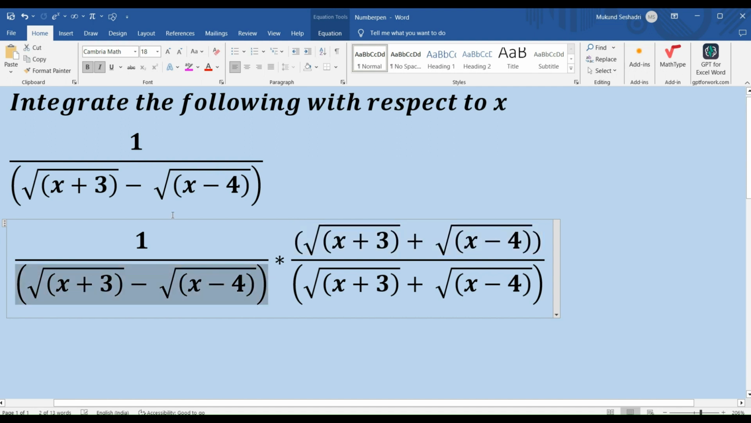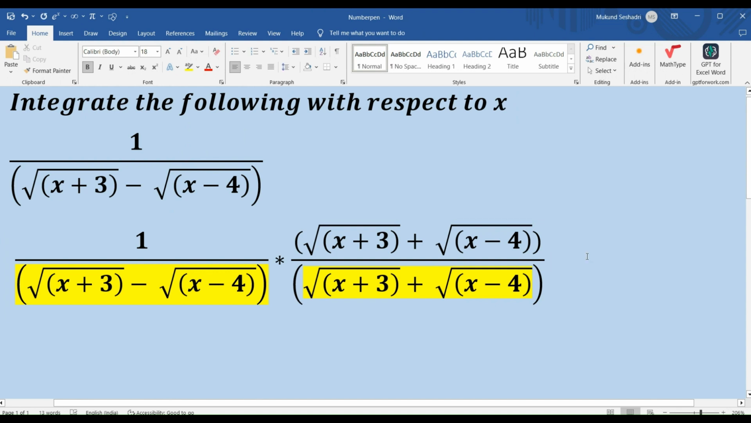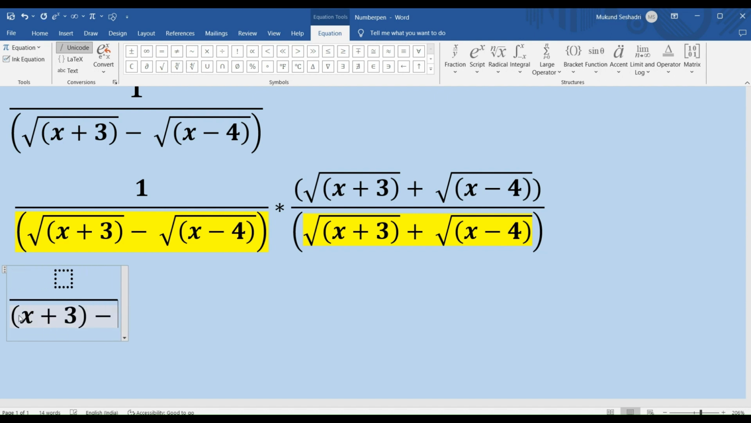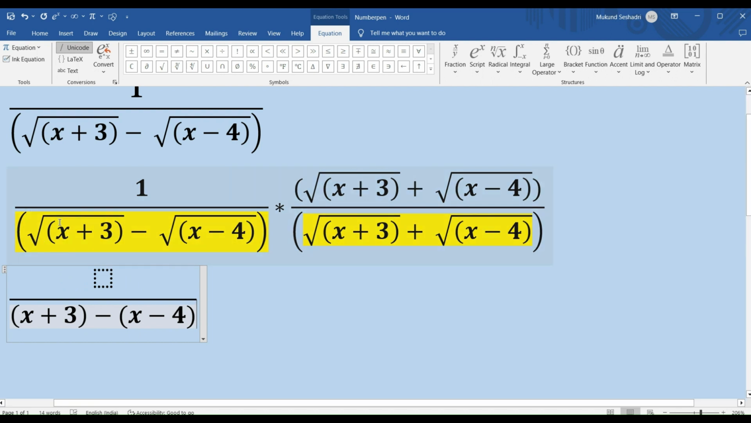I know that I can combine both the terms in the denominator, right? Because they are of the type a plus b into a minus b, which is nothing but a square minus b square, right? So my a square minus b square is nothing but square root of x plus 3 the whole square minus square root of x minus 4 the whole square, right? So my square root of x plus 3 the whole square becomes x plus 3, and square root of x minus 4 the whole square becomes x minus 4, right? So I have an x plus 3 minus of x minus 4 in the denominator. Let's keep the numerator as it is.